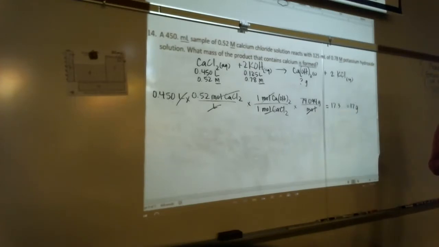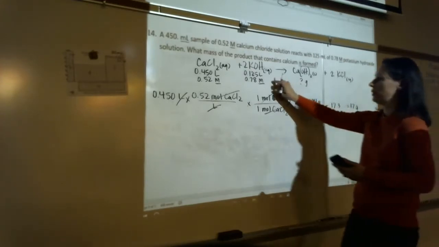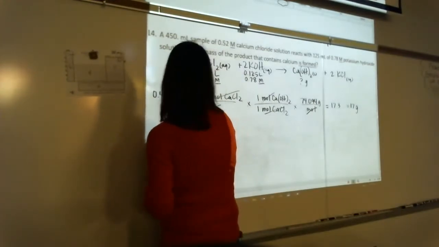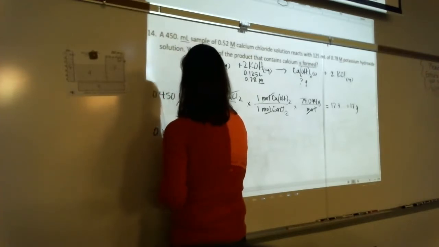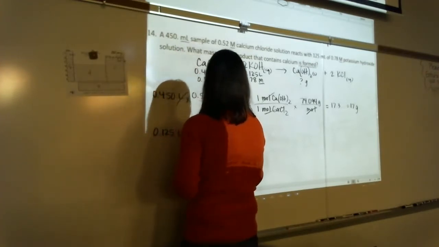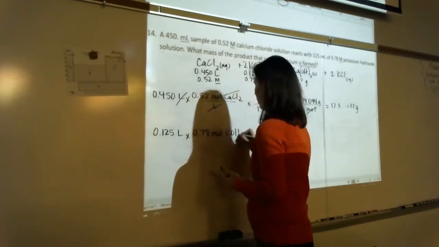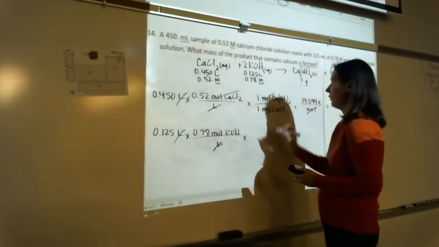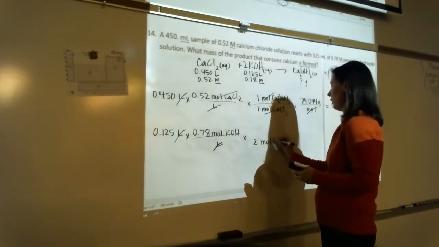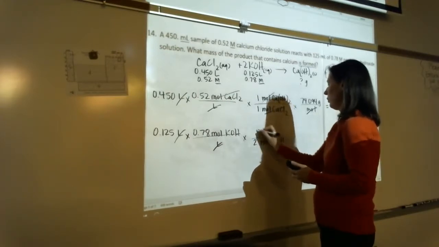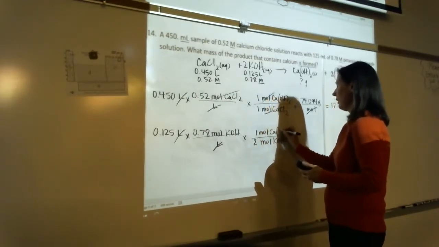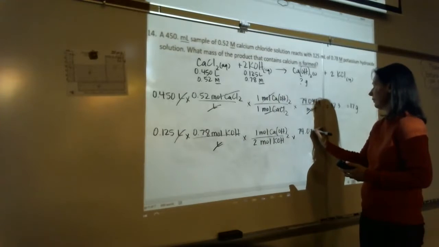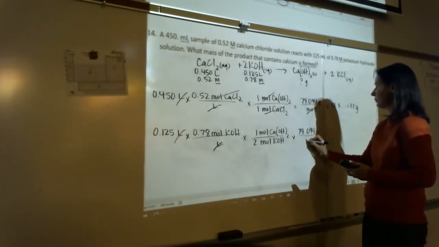Are we done? No. Is that our answer? No, we got to do it twice, right? Because we have to see who's the limiting reagent. So you got to repeat that procedure. Molarity times volume. So the volume is 0.125 liters times 0.78 moles KOH per liter. Now the mole ratio here is 2 to 1, right? 2 moles KOH for every 1 mole CaOH2. This part's still the same. We don't have to calculate that again. And you should get like 3.6.